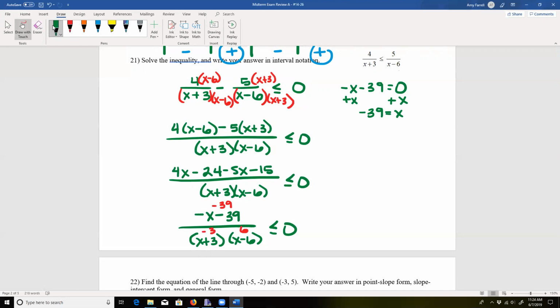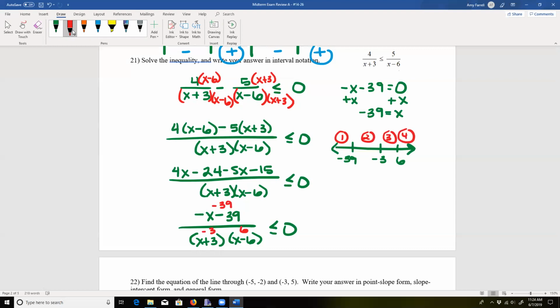So I'm going to put these on a number line. I just feel like it helps. So negative 39, negative 3, and 6. So negative 39, negative 3, 6. Splits my number line into 4 intervals again. Here's the first, here's the second, here's the third, here's the fourth.